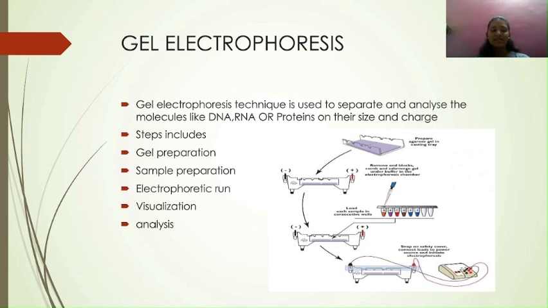Next is visualization. After this, the gel is stained to make the separated molecules visible. DNA molecules can be visualized using a dye like ethidium bromide under UV conditions, while proteins can be visualized by using various protein stains. Then the next step will be analysis. The separated molecules appear as bands in the gel, and their positions can be measured and analyzed to determine their size and relative abundance.